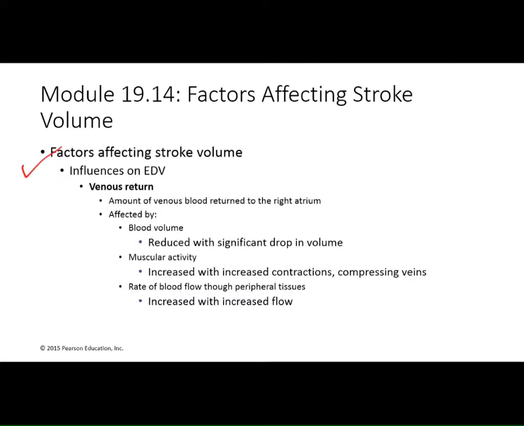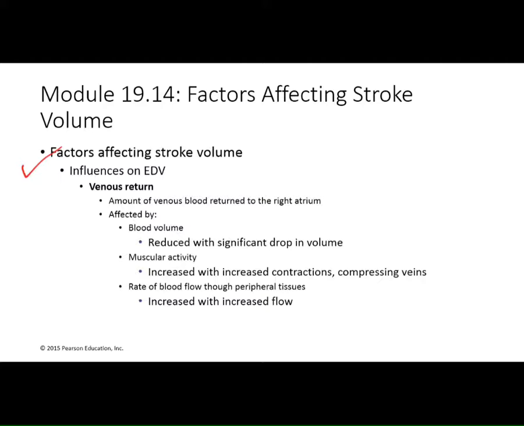Now, that could be influenced by blood volume. If you have a reduced blood volume, then you won't have as much blood coming into your heart, will you? If you're hemorrhaging out, if you're losing blood somewhere, then that means not as much blood's coming back. That's certainly going to drop your EDV. Also, muscular activity. If you're exercising, it's going to increase your EDV. Why? Because with skeletal muscle pump, as you exercise, as you breathe deeper, more blood comes back more rapidly. So your venous return increases. That would increase your EDV.